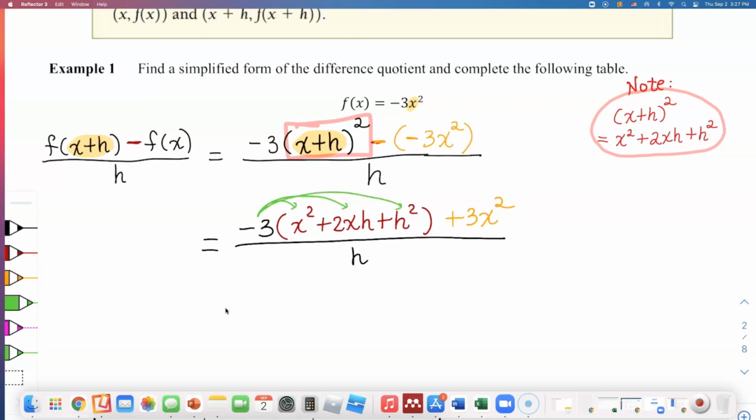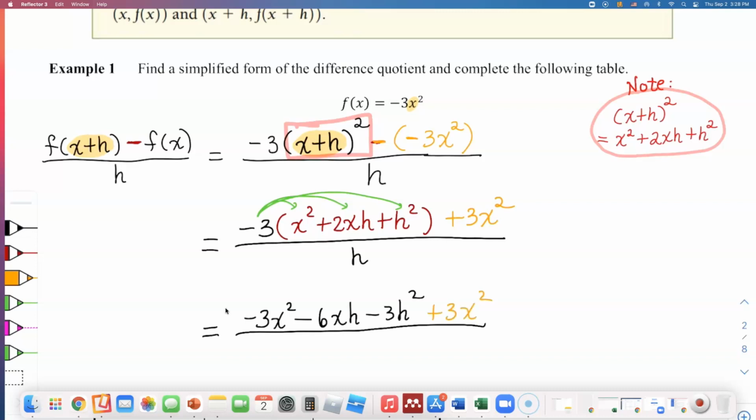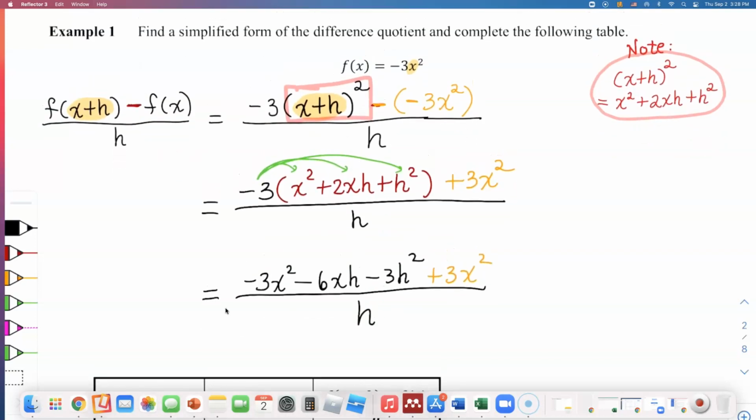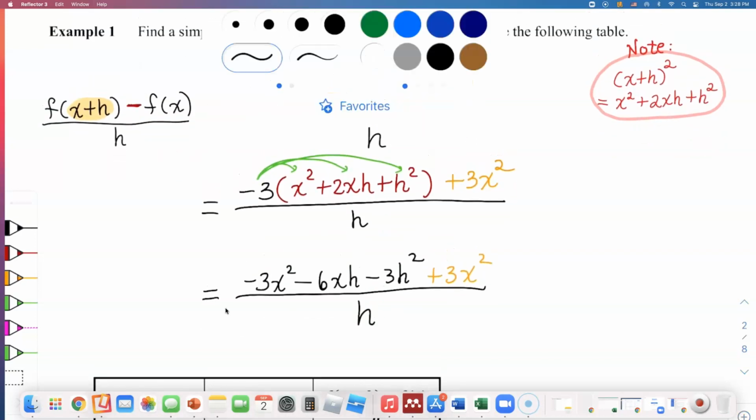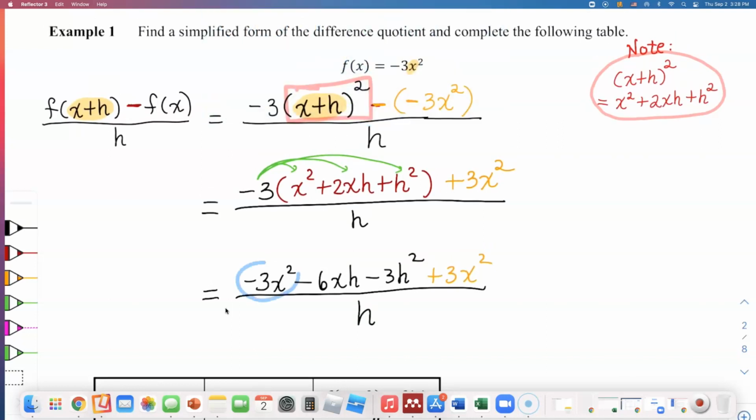Distribute the -3 to everything inside that parenthesis. I will get -3x squared minus 6xh minus 3h squared, and just bring down that plus 3x squared all over h. And it's time for us to cancel some things out. Do you notice that we have 3x squared that is negative and 3x squared that is positive? So those are canceled out.